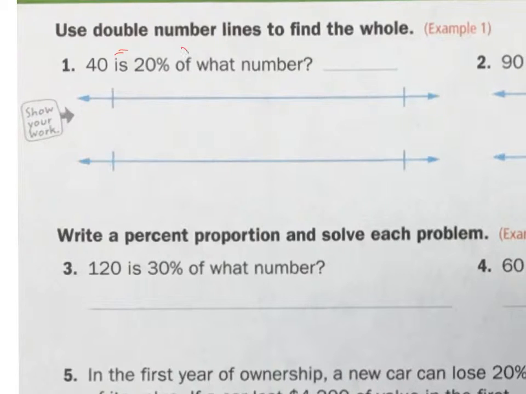And when you see "of," you know that it's multiplication. So if I set this up, it's 40 equals 20% times some number. We want to know what that number is. Okay? So I'm going to do this on the number line here. I'm going to make that 0%, and I'm going to make this 100%. And if I have 0%, I have 0. If I have 100%, I don't know. We've got to go through it.